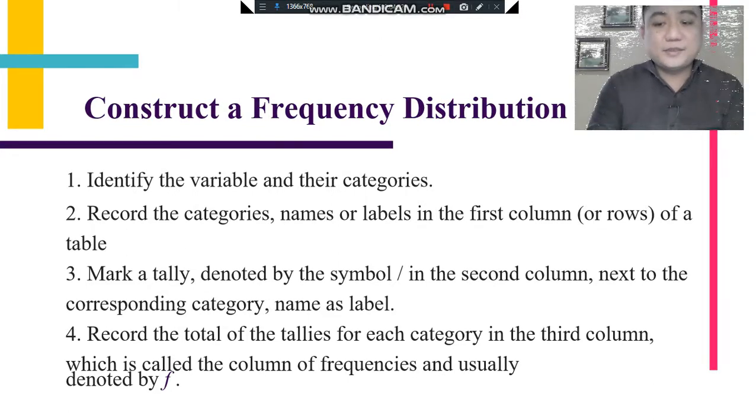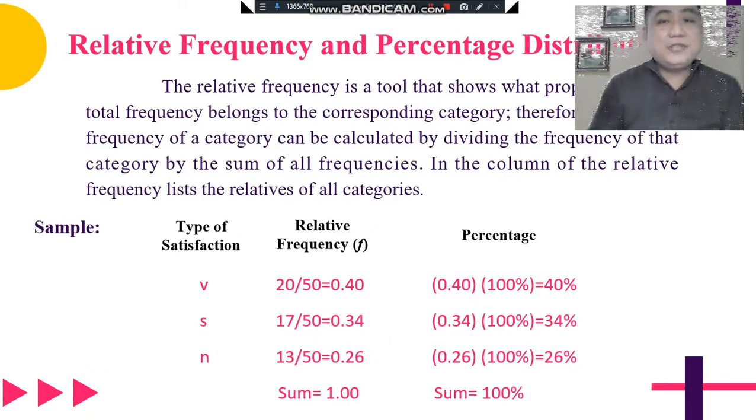Okay, so let's move on. Relative frequency and percentage distribution. So how do we present relative frequency? The frequency divided by the total number of frequencies of all categories. Okay. Then for the percentage, you need to multiply it by 100%.